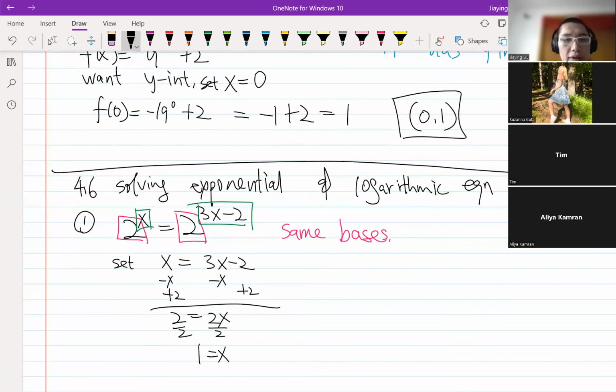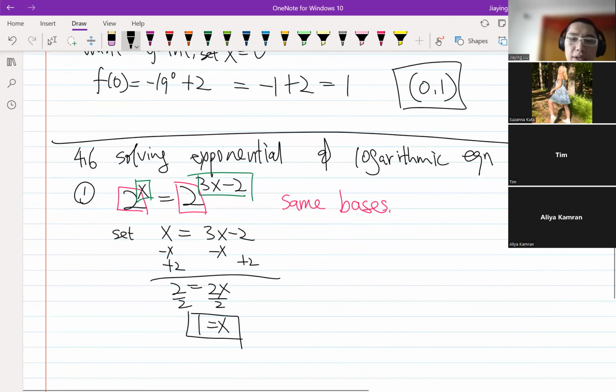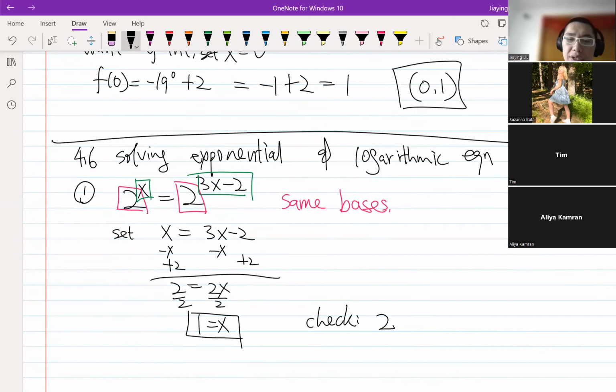We can also check, right, if we take x equals 1 and put it in there. On the left side, we get 2 to the first power. On the right side, we get 2 to the 3 times 1 minus 2, which is also 2 to the first power. So we get 2 on both sides. All right, so that's how we solve the equation if we have the bases the same on both sides of the equation.